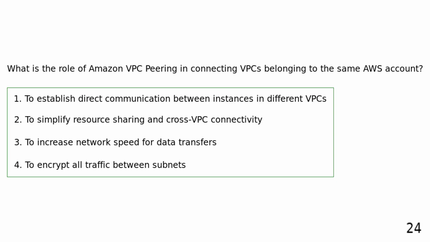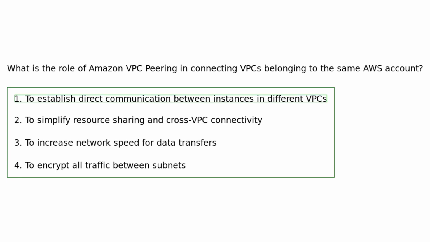What is the role of Amazon VPC peering in connecting VPCs belonging to the same AWS account? To establish direct communication between instances in different VPCs. To simplify resource sharing and cross-VPC connectivity. To increase network speed for data transfers. To encrypt all traffic between subnets.